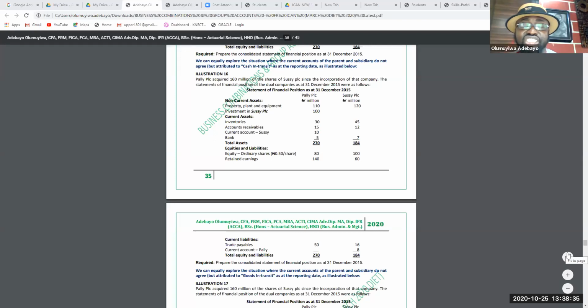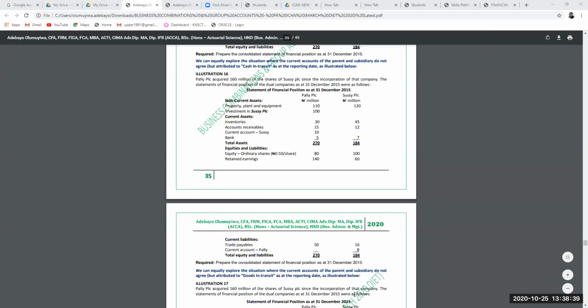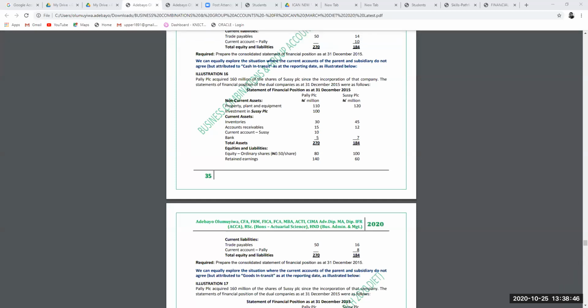Does that question read your mind? Yes, sir. We have current account balance here now, Pali, we have 8. Then for current account balance, Suzy, we have 10. So there's a difference of 2. That means they are not in agreement. Yes, sir, they are not in agreement, actually. What could have caused that, sir?